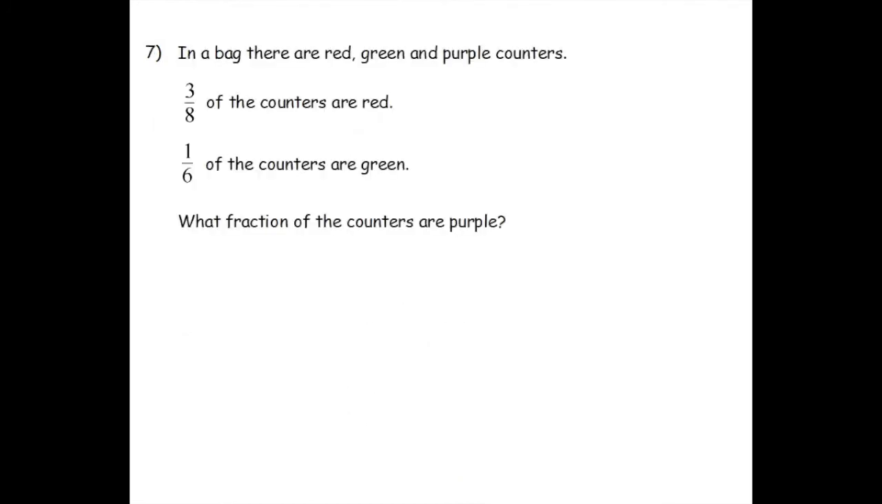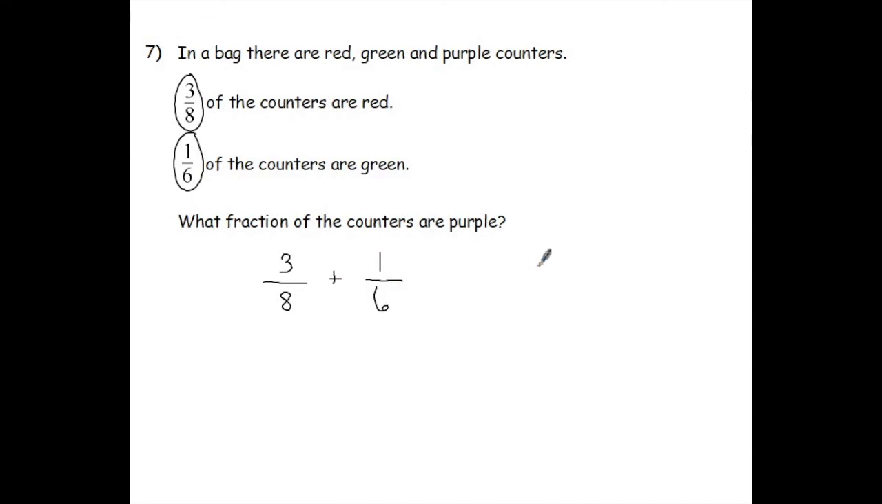Okay, so just to finish off, we've got a wordy question from a GCSE paper. So it says, in a bag there are red, green and purple counters. 3/8 of the counters are red, 1/6 of the counters are green. What fraction of the counters are purple? So we know all of the counters altogether, the whole thing, are either red, green or purple. We've got the fraction for red and we've got the fraction for green. So the first thing we want to do is add up to what red and green are together. So we want to add this 3/8 add 1/6 to start.